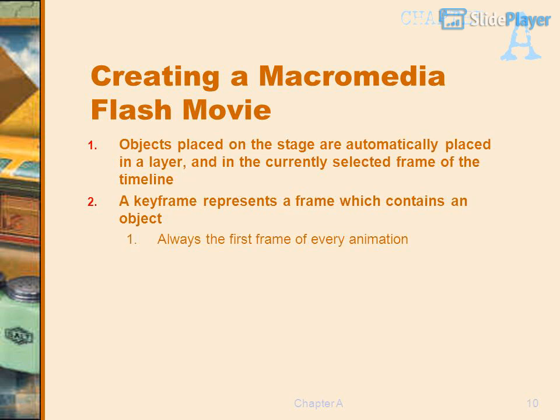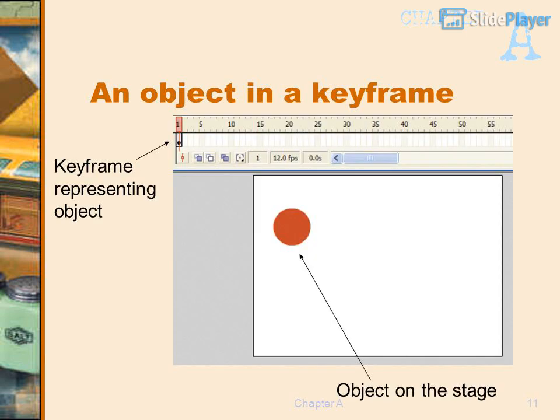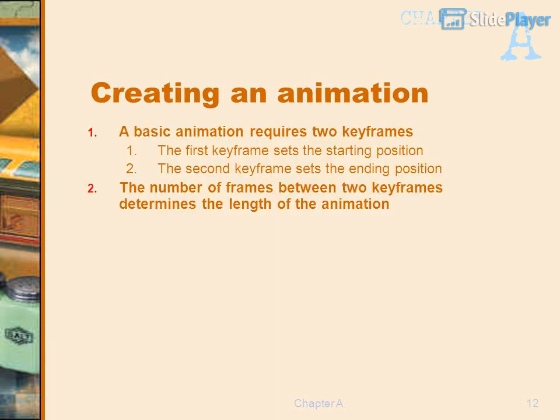Creating a Macromedia Flash movie. Objects placed on the stage are automatically placed in a layer, and in the currently selected frame of the timeline. A keyframe represents a frame which contains an object. It is always the first frame of every animation. An object in a keyframe. Keyframe representing object. Object on the stage.